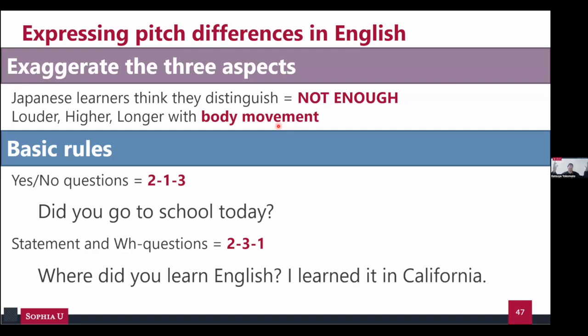Hands are fine, or they can stand up to express their stressed syllable. And a basic rule for intonation: "Did you go to school today?" It starts at a neutral level, and at the end you have a rising tone, right? Statements and WH-questions go down. So, "Where did you learn English?" "I learned it in California." You want to demonstrate that, and you want to draw a line. I can't draw a line right here, but you should draw a line.